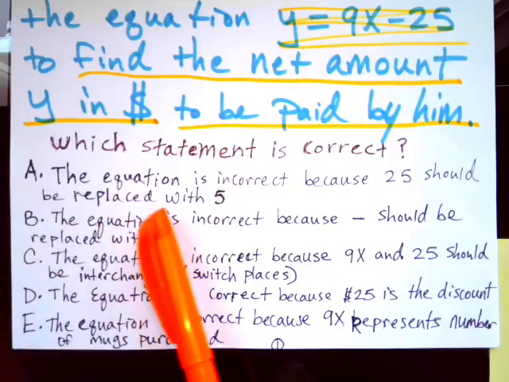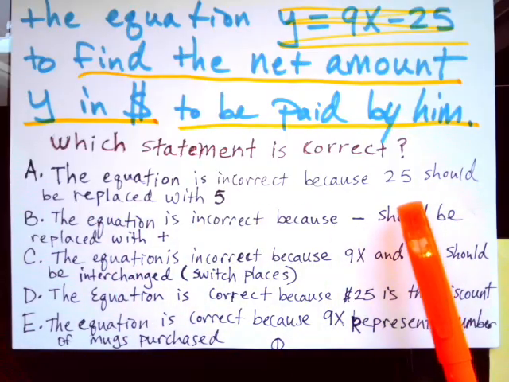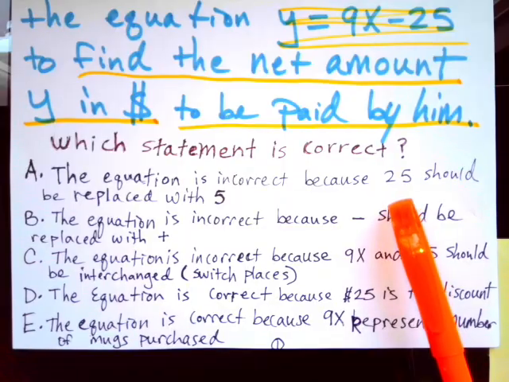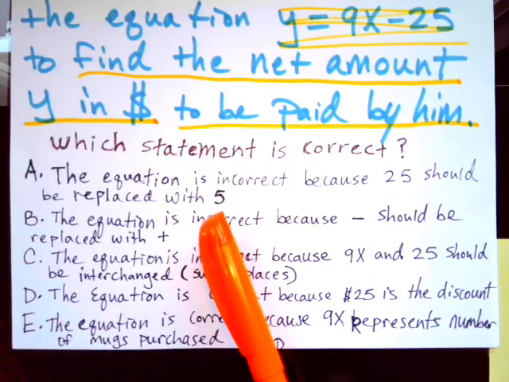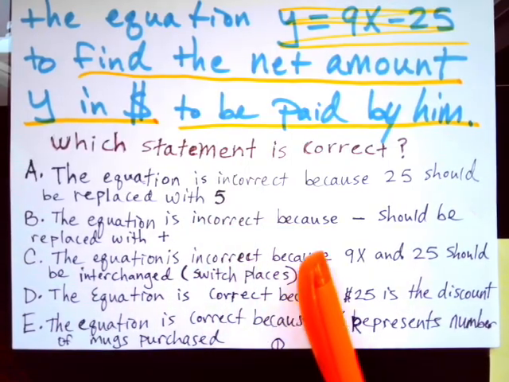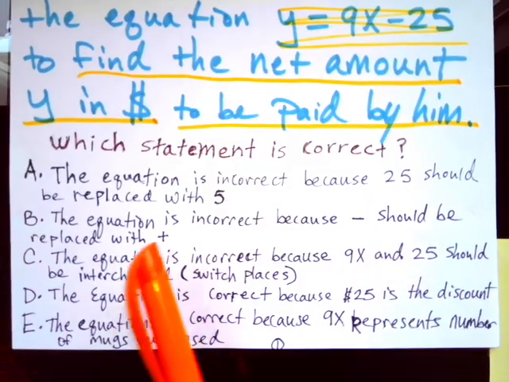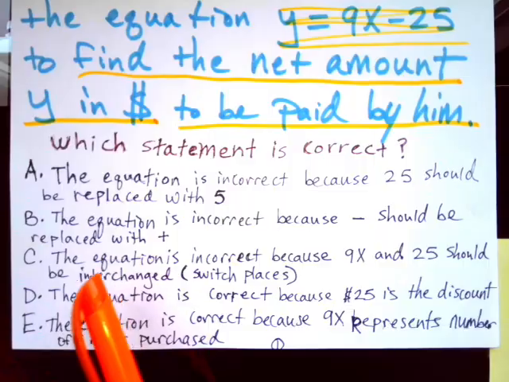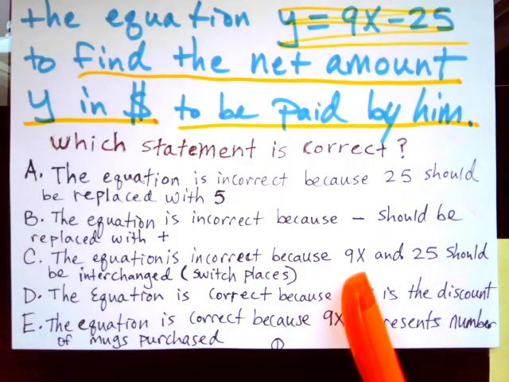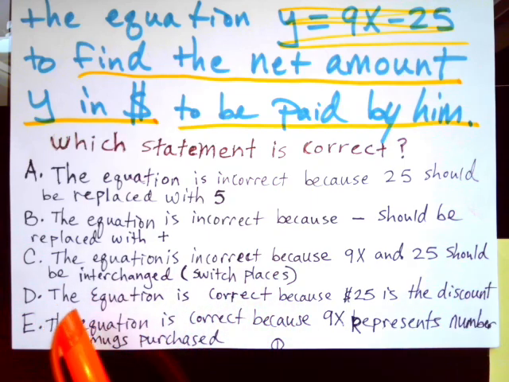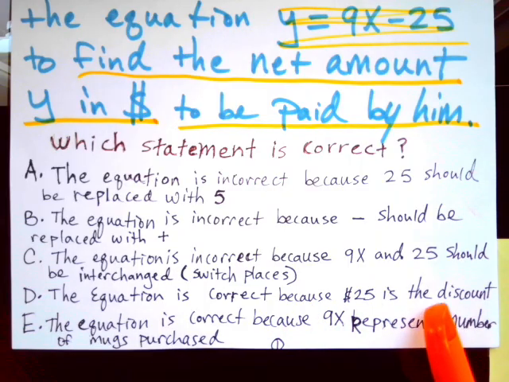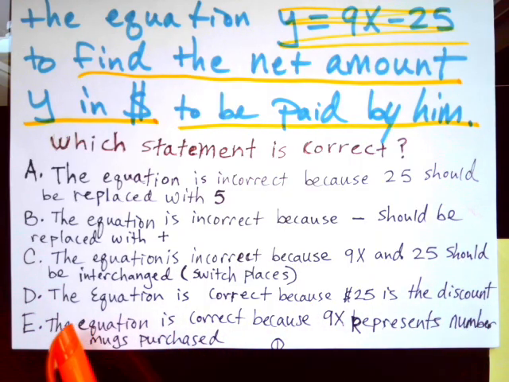All right. So A, the equation is incorrect because 25, which represents the minimum purchase, should be replaced with 5, which represents the discount. Or B, the equation is incorrect because the minus sign should be replaced with the plus sign. C, the equation is incorrect because 9 times x and 25 should be interchanged. That means switch places. D, the equation is correct because $25 is the discount. E, the equation is correct because 9 times x represents the number of mugs purchased.